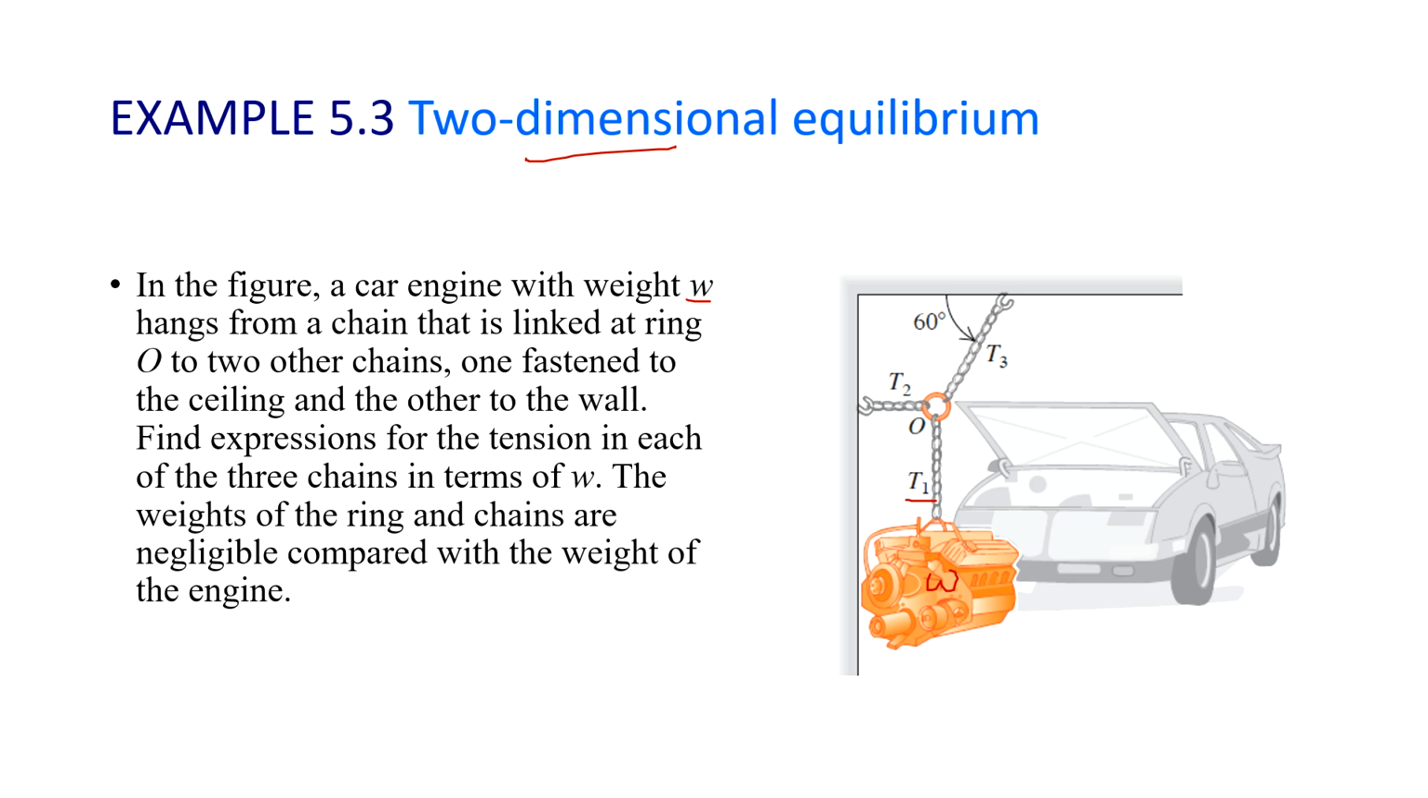So this is the illustration of the problem. Even if the illustration is not given, you can get an understanding from this question itself. So this third chain is at an angle of 60 degrees with respect to the ceiling. So now you already have the setup of the problem. Now you move on to the first part, where you have to draw the free body diagram of the problem. Can you try drawing the free body diagram?